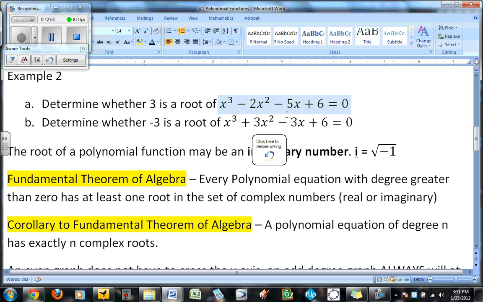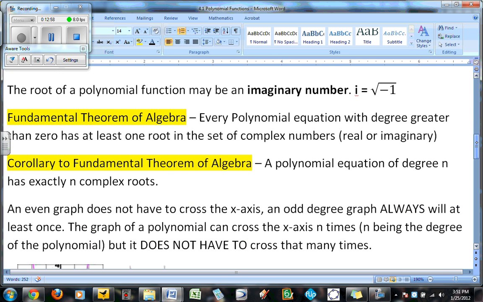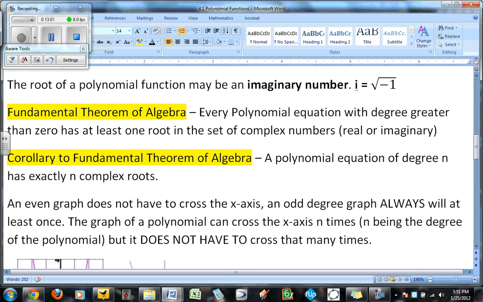A root can be an imaginary number of a polynomial, but obviously we can never graph an imaginary number. So a root might be an imaginary number, and it might be an actual real number that we can graph. The fundamental theorem of algebra says that every polynomial equation with a degree greater than 0 has at least one root in the set of complex numbers. So we're always going to have a root. We'll always be able to solve for the root of a polynomial. It's either going to be a real number that we can graph or an imaginary number with i, like the square root of a negative number.